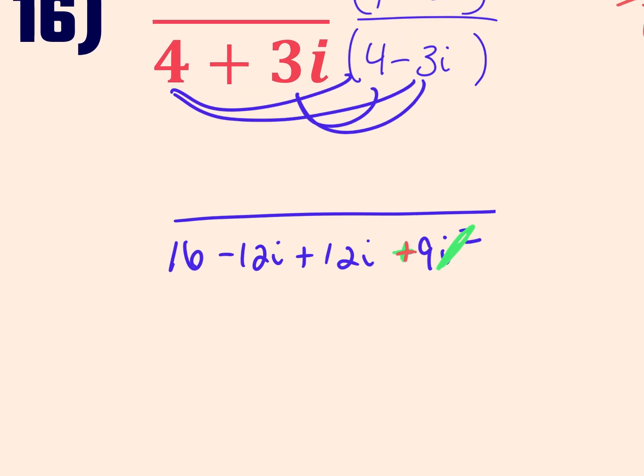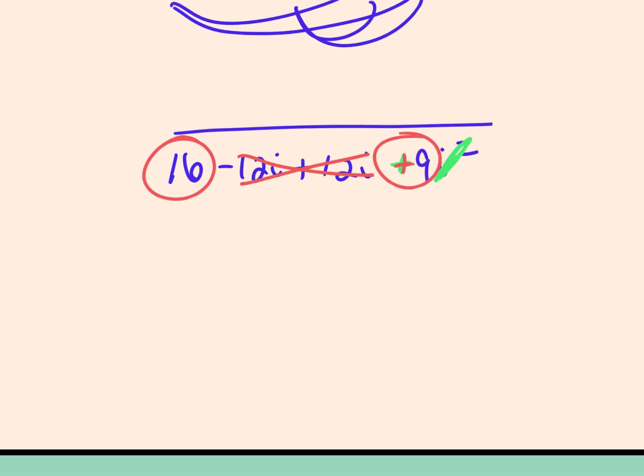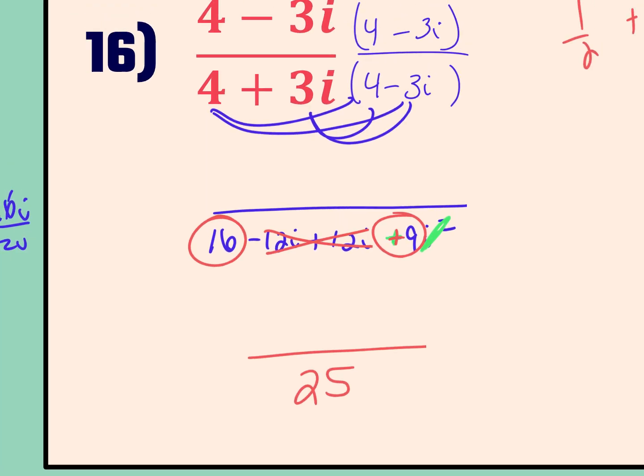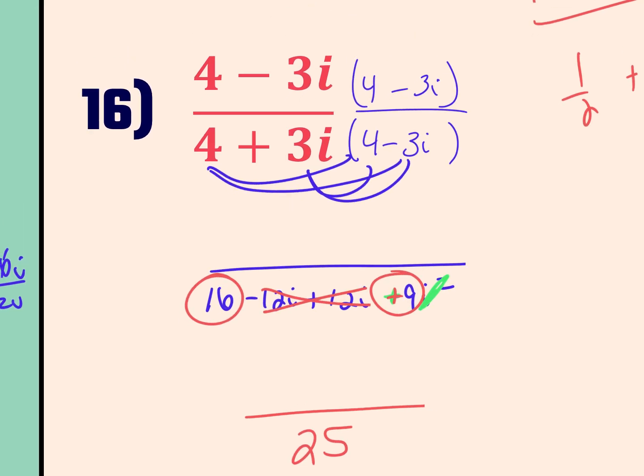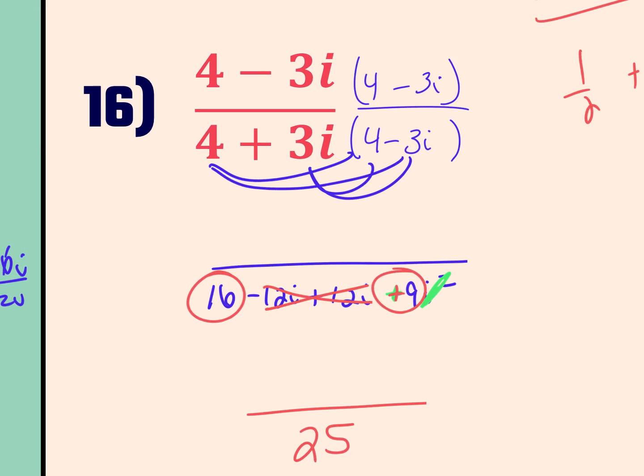So I'm going to multiply. I got it. I'm going to simplify. My negative and positive 12i's cancel. And then I'm left with 16 plus 9, which is 25. Perfect. My i has left the denominator. It's exactly what we needed. So now I'm going to go back up and work on my numerator.